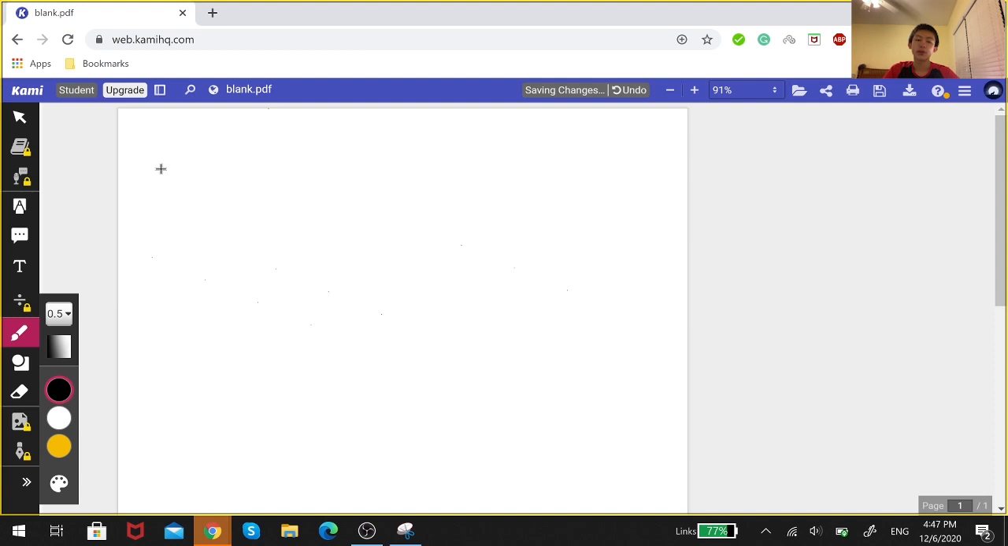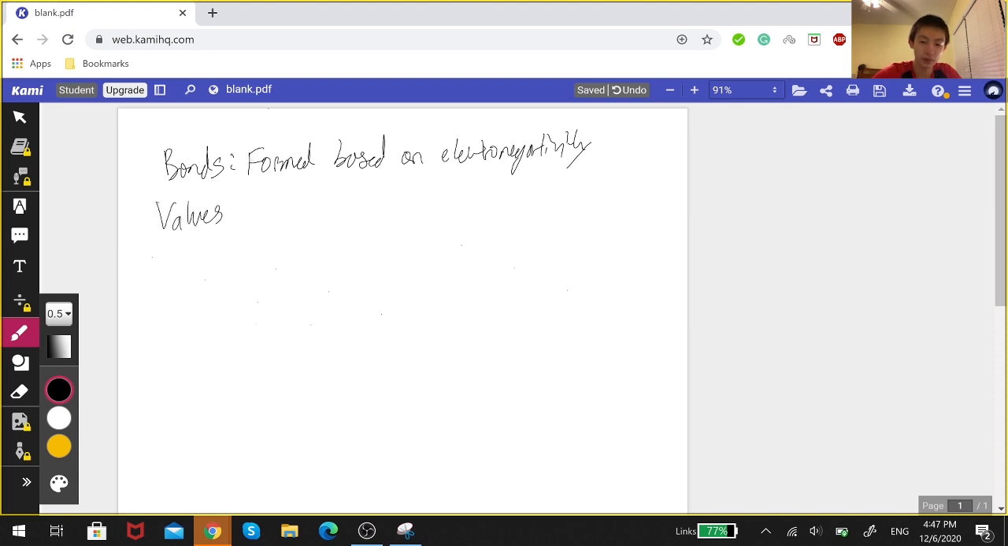So today we're going to be talking about polarity. To know polarity, you're first going to need to know bonds are formed based on electronegativity. And that difference in values from 0 to 0.3 equals nonpolar, 0.3 to 1.7 equals a polar bond, and greater than 1.7 is an ionic bond.